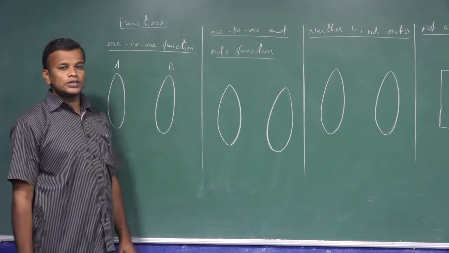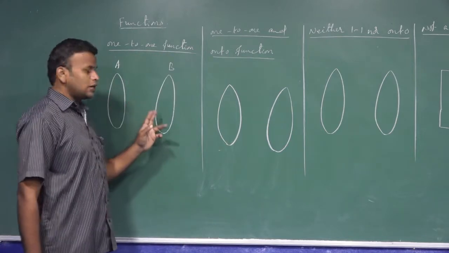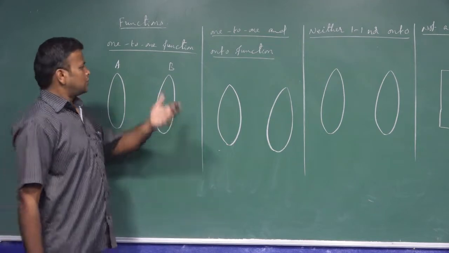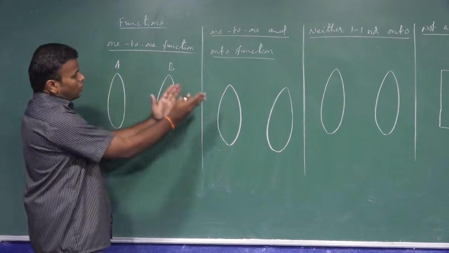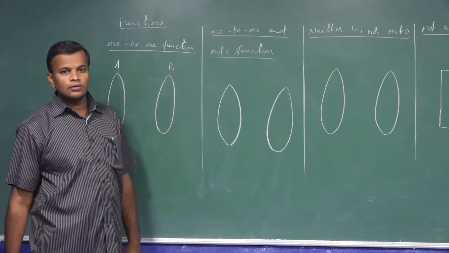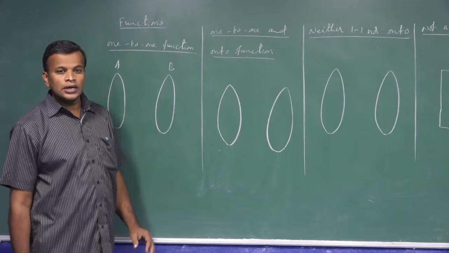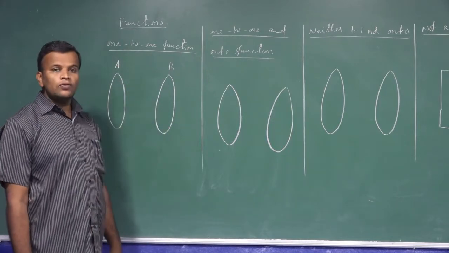You know very well every function is represented in four ways. This is an arrow diagram, set of ordered pairs, graph and the table. But we do all the problems in an arrow diagram for easy convenience. I will explain all the definitions in an arrow diagram. I will give one example of a one-to-one function.